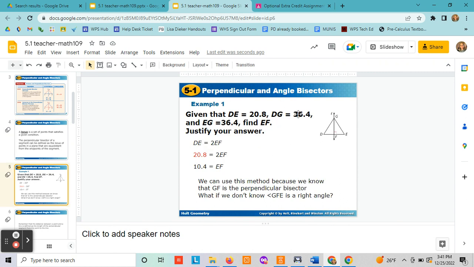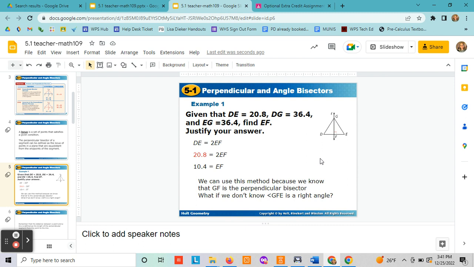I have my example here, and I think this is a pretty easy example. I have this triangle. I can see that this is a right angle. It is a perpendicular bisector because it is perpendicular, and I can prove that these two triangles are congruent by using angle, angle, side.